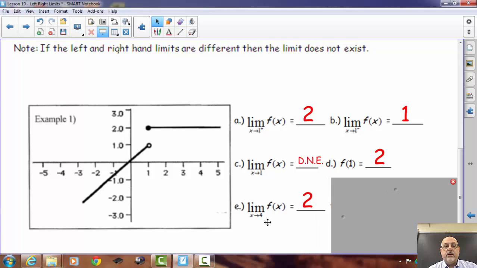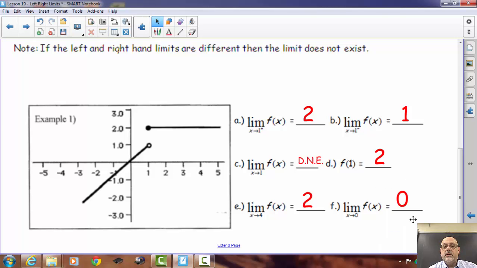The next one I'm asking, as x approaches 4, what's y? If I approach 4 from the left, y is 2. When I approach x equals 4 from the right, y is 2, so the limit of this function is 2. The last part is, what's the limit of the function as x approaches 0? I can approach 0 from the left, I get 0. I can approach 0 from the right, and y is still 0, so the limit of that function is 0. As x approaches 0, the limit is 0.